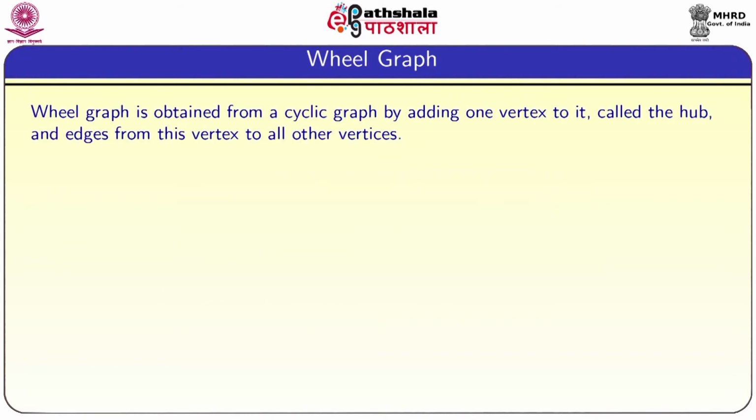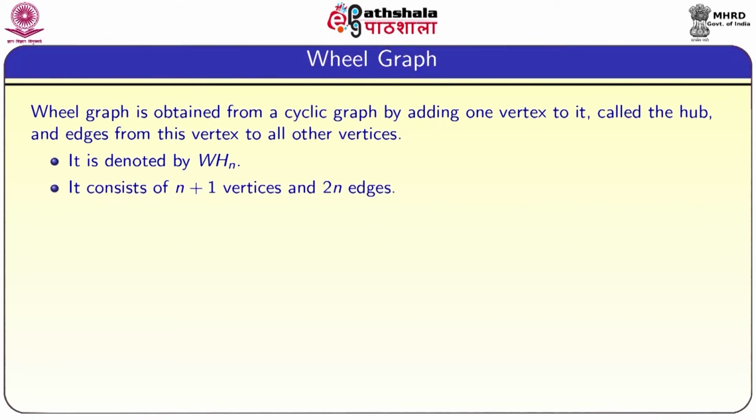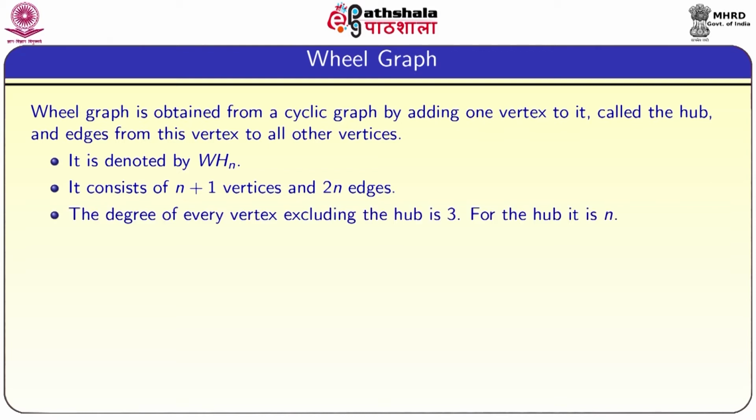The wheel graph is obtained from a cycle graph by adding one vertex to it, called the hub, and edges from this vertex to all other vertices. It is denoted by WHn, the wheel graph with n plus 1 vertices. It contains n plus 1 vertices and 2n edges. The degree of every vertex excluding the hub is 3. For the hub, the degree is going to be n.